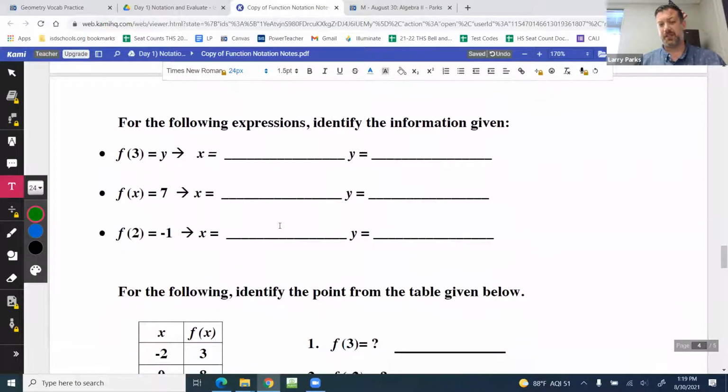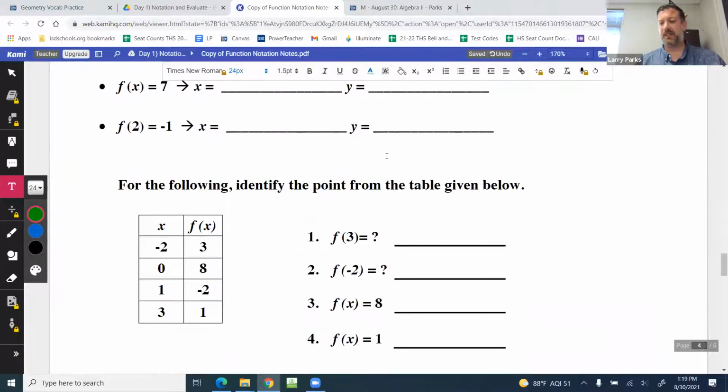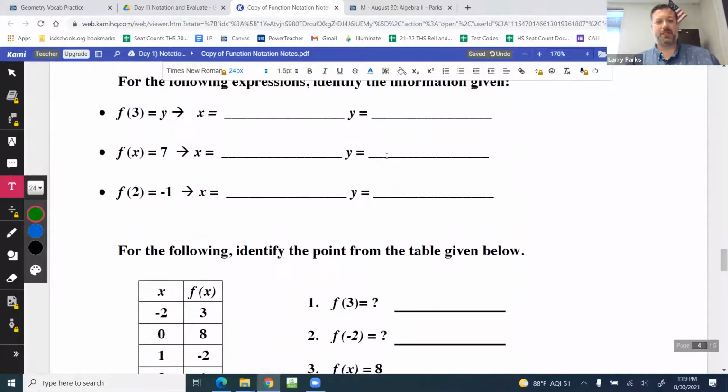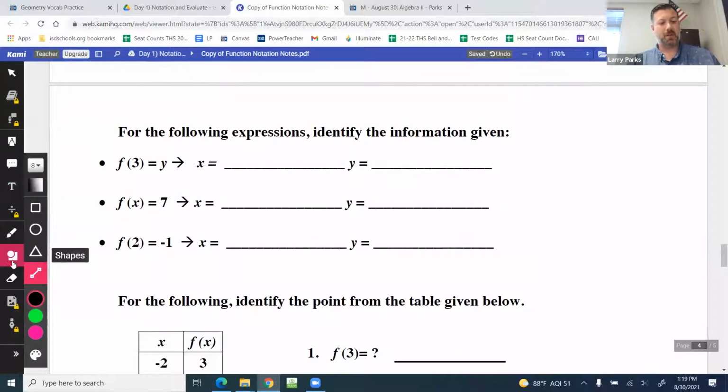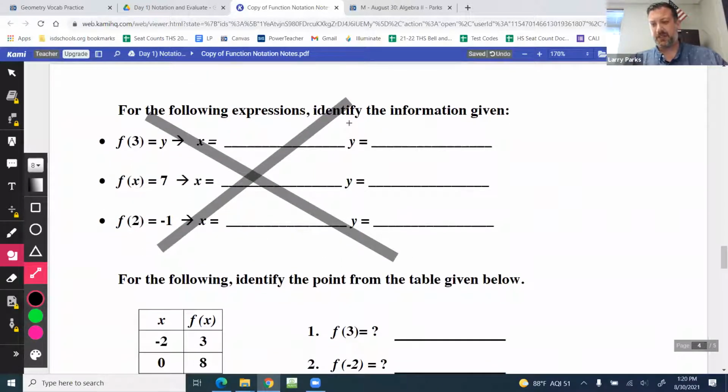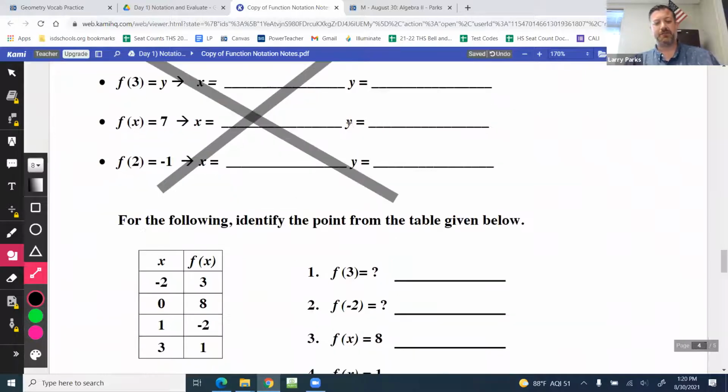For the following expressions, identify the information given. So what is x? x would be 3. We don't know what y is yet. I don't see the purpose in that. Next, we could cross this part out too. Don't worry about that. I like to use guided notes, but I don't always use everything in the notes.